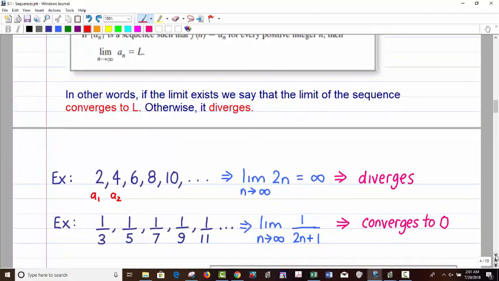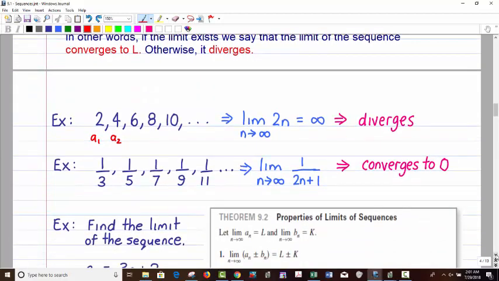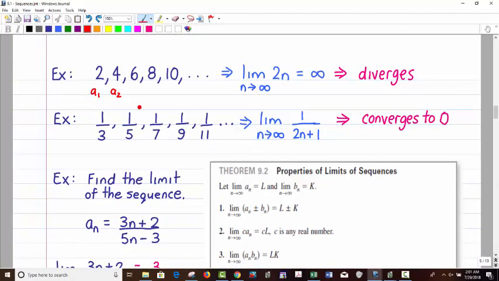So let's take a look at these limits. Now this is 2, 4, 6, 8, 10. The formula is 2n. The limit as n goes to infinity clearly goes to infinity. So it diverges, and you can kind of see that because if the terms are steadily increasing like they are here, then it's not going to have a limit. It's just going to go on and on and on forever.